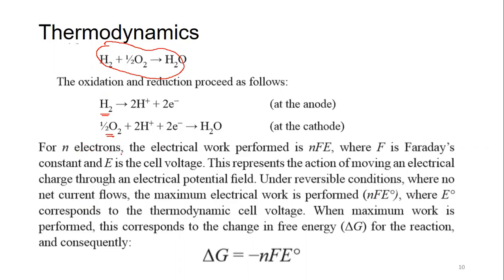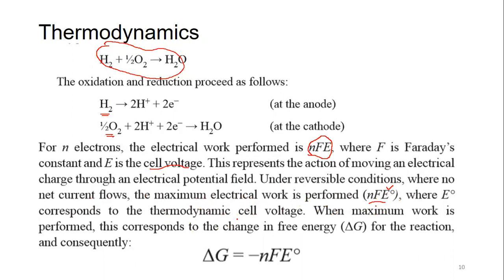Now, for an electron, the electrical work performed is nFE, where n is the number of electrons, F is the Faraday constant, and E is the cell voltage. This represents the action of moving an electrical charge through an electrical potential field. Now, under reversible conditions, when there is no current flow, the maximum electrical work is performed. That is nFE naught, where E naught corresponds to the thermodynamic cell voltage.